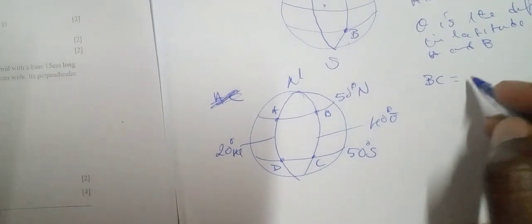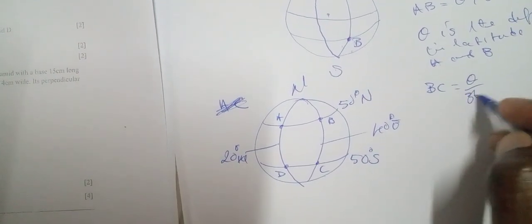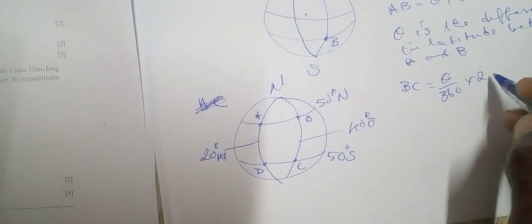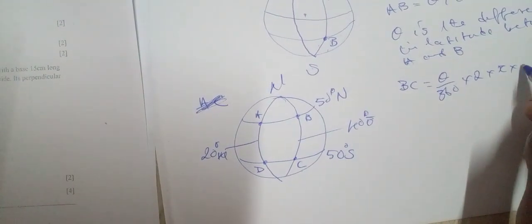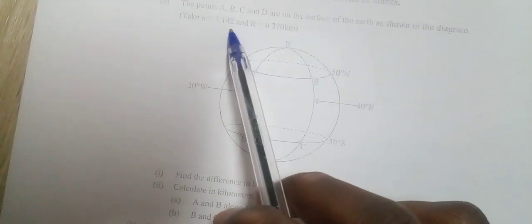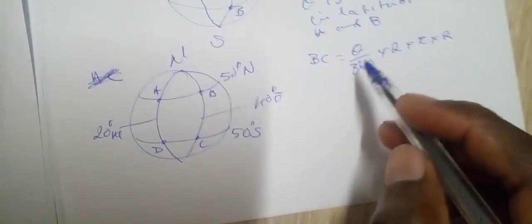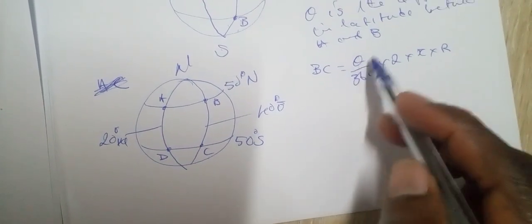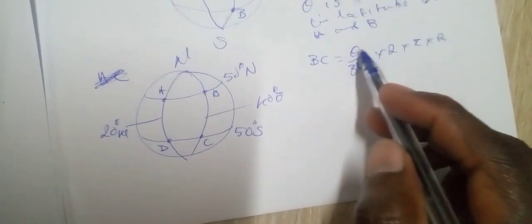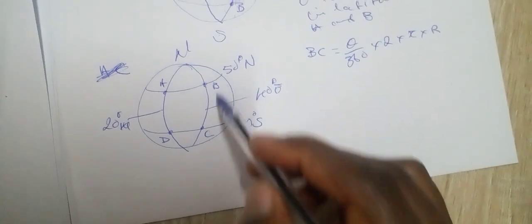So we're going to say BC is equal to theta over 360 times 2 times pi times radius. In the question, they give us the radius to use. Here they are telling you that the radius of this earth should be 6370 kilometers, and take pi to be 3.142. So the only thing you need to do now is to calculate this angle. How do you find this angle? This angle can only be found by finding the difference between their latitudes.